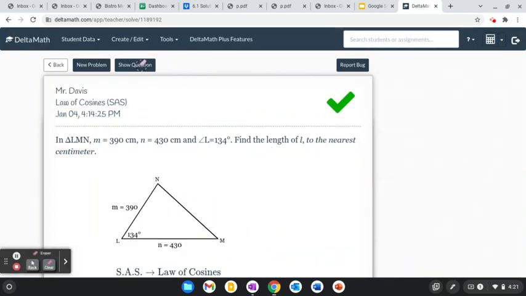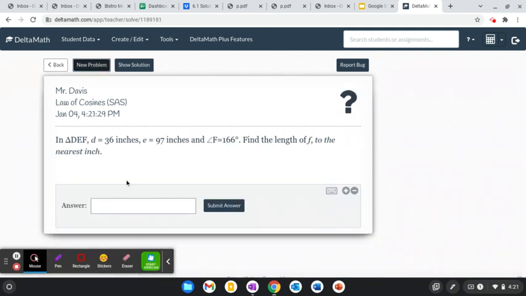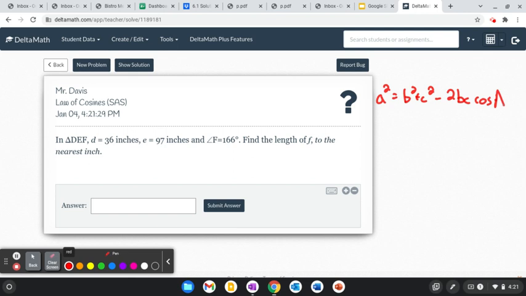So I'm going to do a couple more problems here. All right, in this example, we've got DEF. We're going to be doing the same. I'll write it out again. I'll just do the first formula this time. A squared equals B squared plus C squared minus 2BC cosine of big A. But of course, we're not doing A's, B's, and C's. We're given some different information here. We're going to find little f.